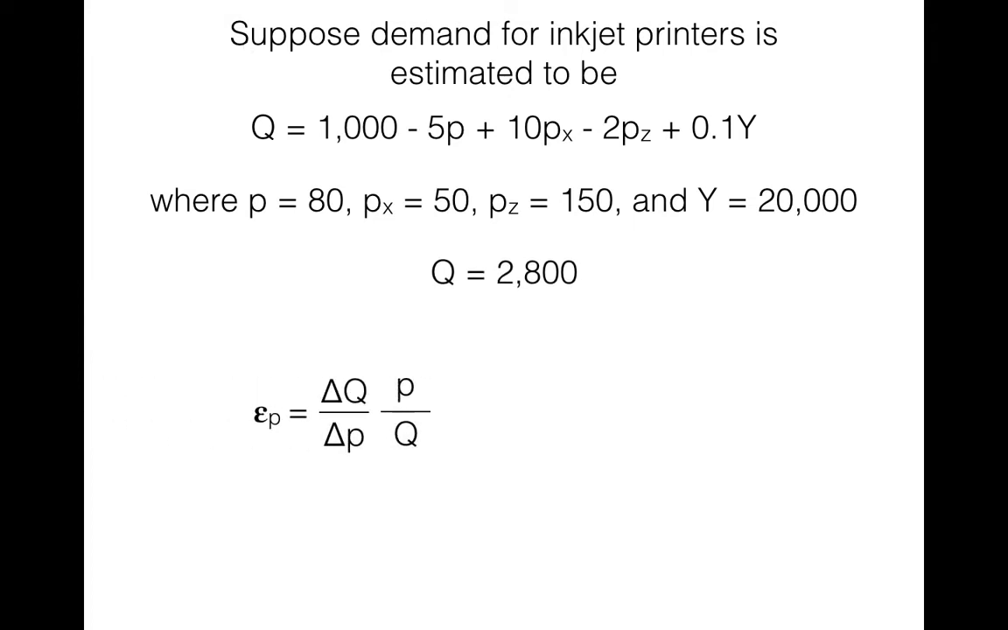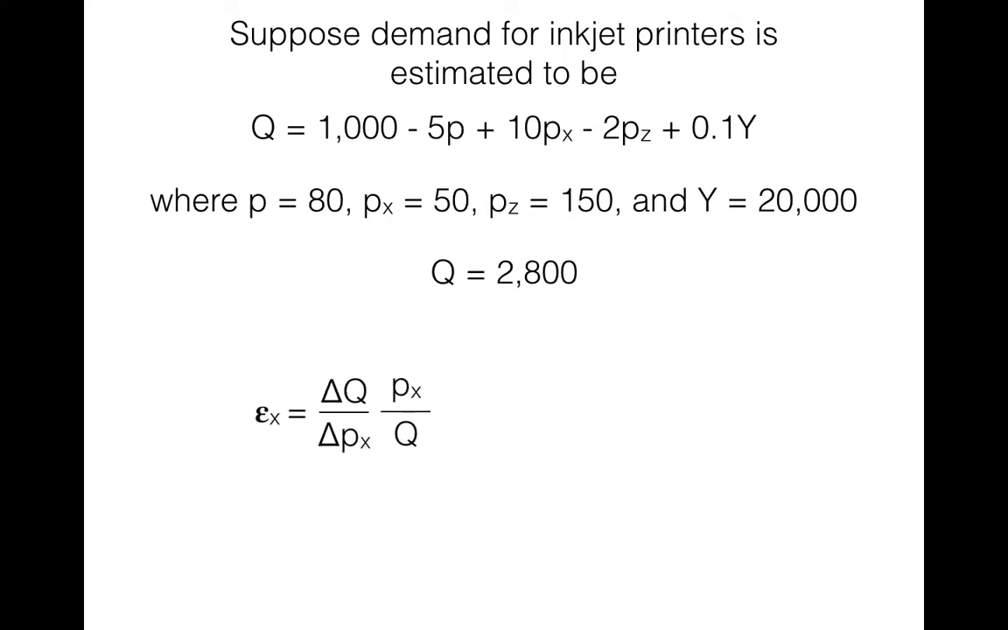So now that we have Q is equal to 2,800, we can calculate all of these. If we want to calculate the price elasticity of demand, that is the change in Q over the change in P multiplied by P over Q. As you remember from lecture, the change in Q over the change in P is just the coefficient on P in the estimated demand function. In this case, it's equal to negative 5. Price is given at 80, and Q is 2,800. We calculate that, and we get the price elasticity of demand is equal to negative 0.143.